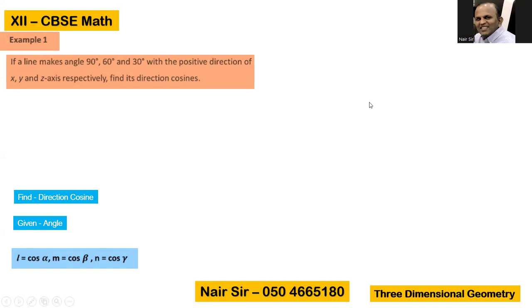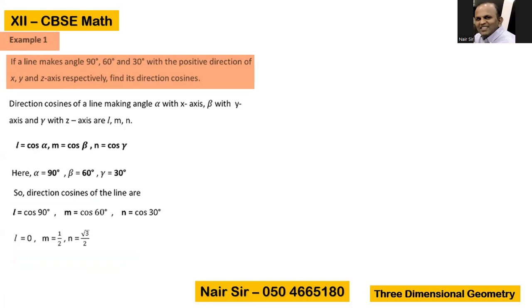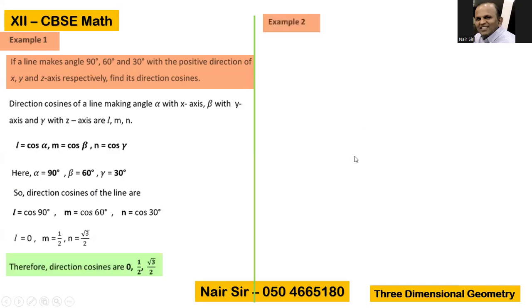Most of the kids would have, by this time, solved this question. Substitute the value. I know cos of 90 is 0, cos of 60 is 1 upon 2, and cos of 30 degree is root 3 upon 2. That's my answer. Let's go to the next example.